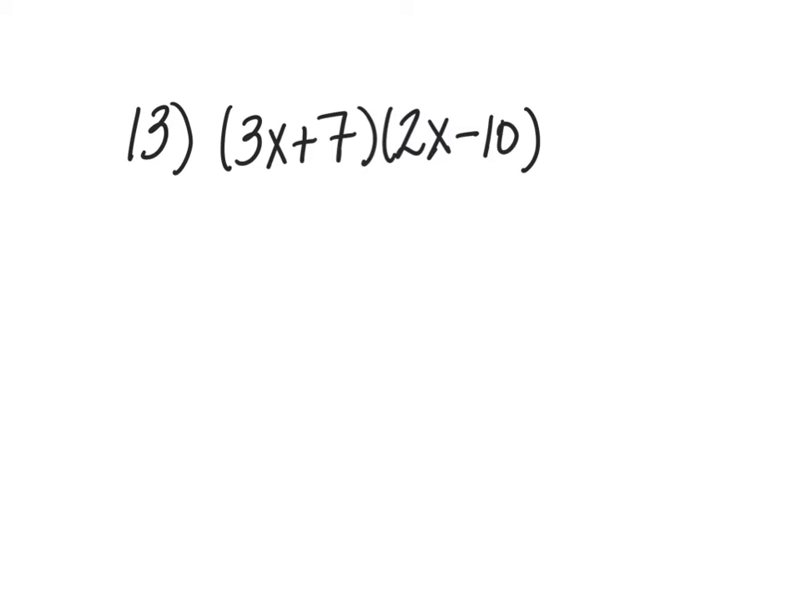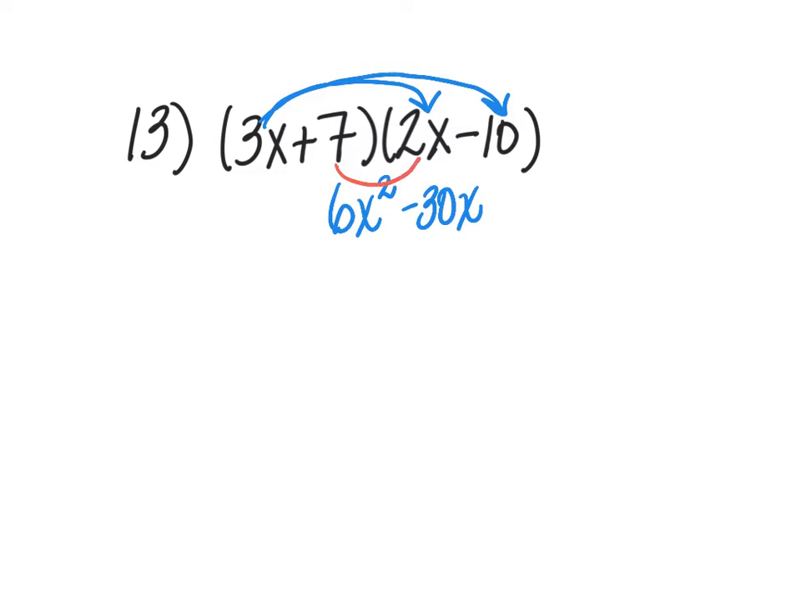Number 13, we have 3x plus 7 times 2x minus 10. So again, we're going to distribute the two terms that are in the first parentheses to the two terms in the second parentheses. So I'll start with 3x times 2x. 3 times 2 is 6, and then x times x is x squared. Then I'll have 3x times negative 10. 3 times negative 10 is negative 30, and then the x follows behind. So I'm finished distributing the 3x. Now it's time to move to the 7.